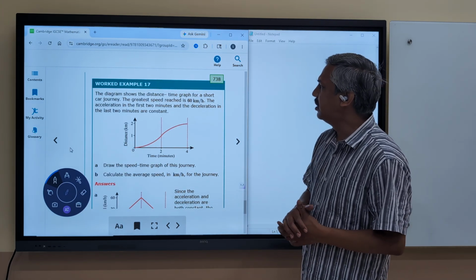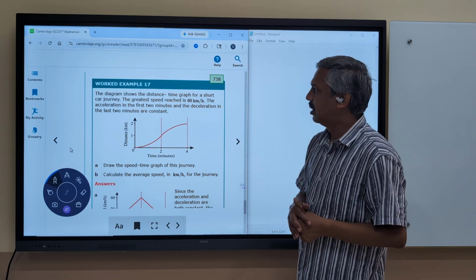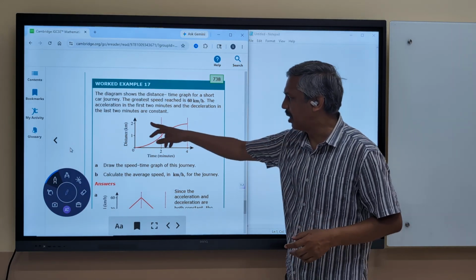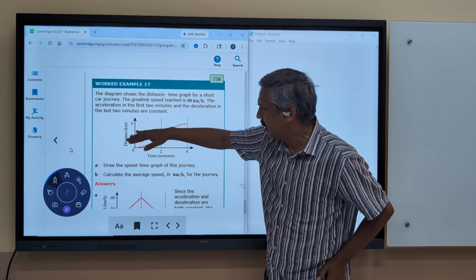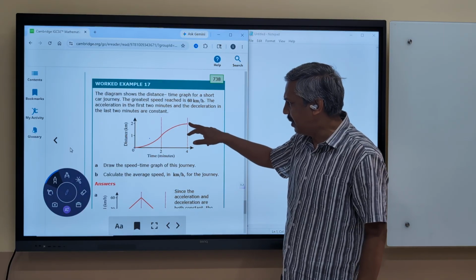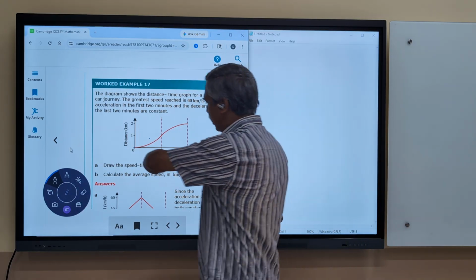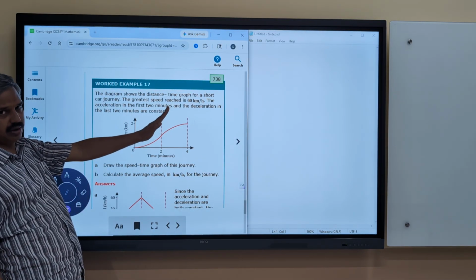The diagram shows a distance-time graph for a short cargo. The greatest speed reached is 60 km per hour. The distance is 2 km. The greatest speed is 6 km per hour. This is not the speed, this is the greatest distance. Greatest speed is when this graph has the highest inclination.